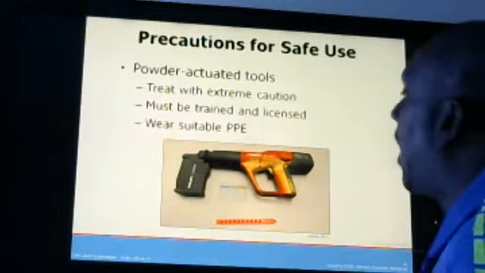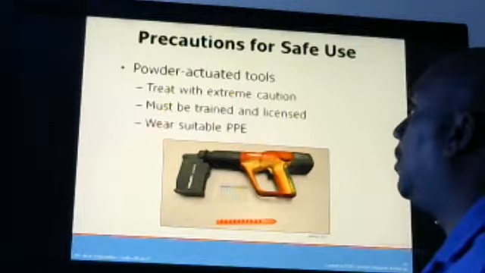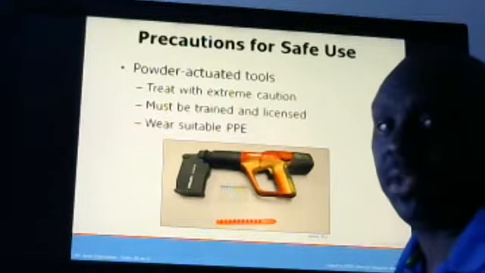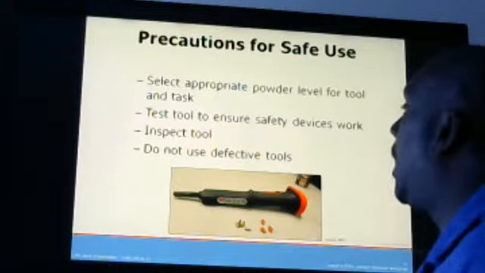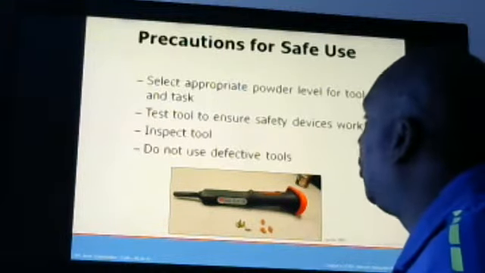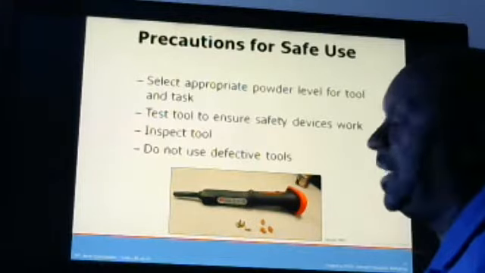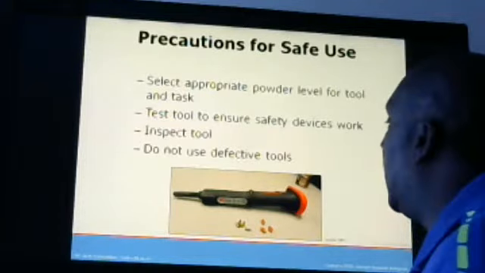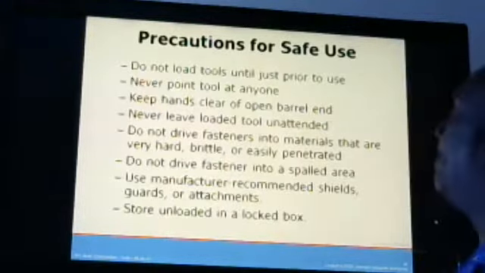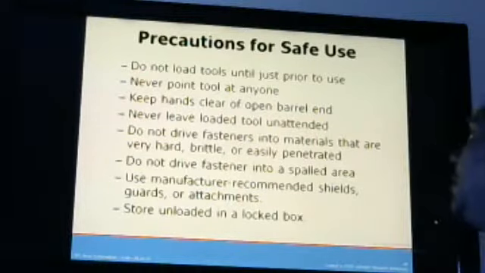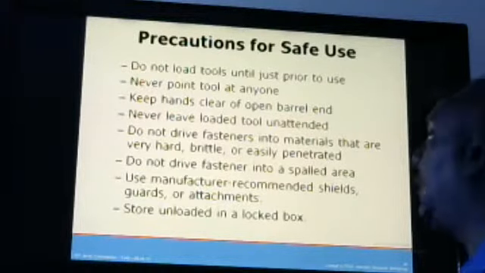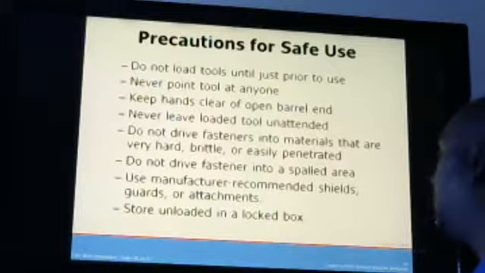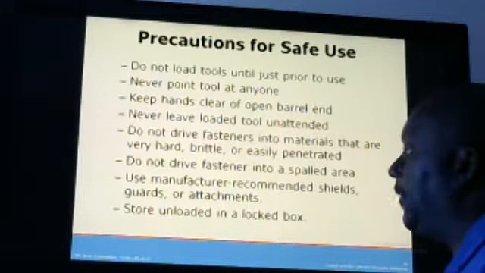All right, precautions for power actuated tools here. You want to treat them with extreme caution. You must be trained on how to use them, and you must wear suitable PPE. Precautions for tool safety: select the appropriate power level for the tool task. Test tools to ensure that the safety devices work. Inspect your tools there and do not use defective tools. Do not load tools until prior to use. Never point it at anyone. Keep the hands clear of open barrel ends. Never leave tools loaded. Never leave them unattended.